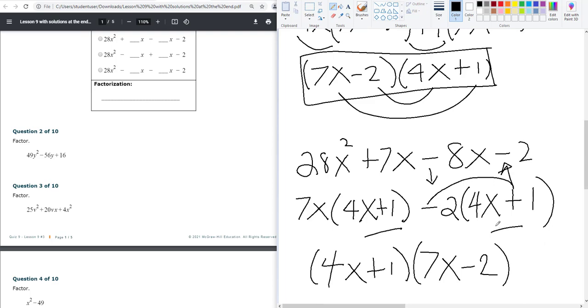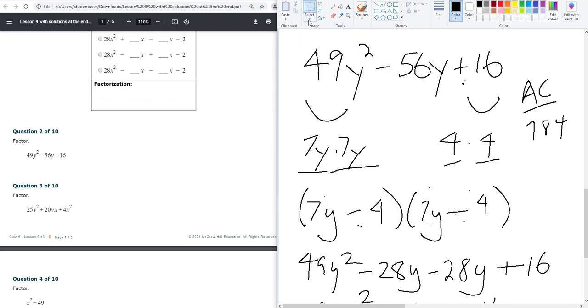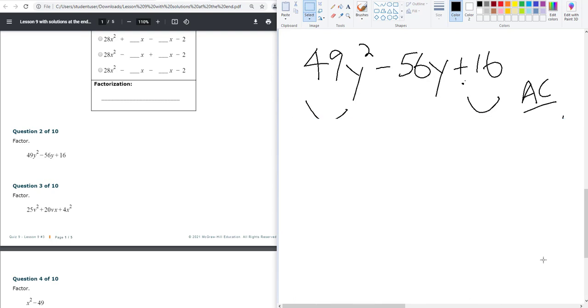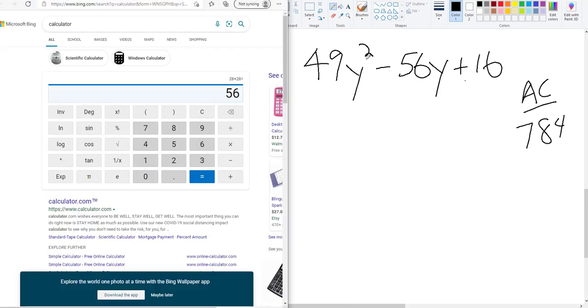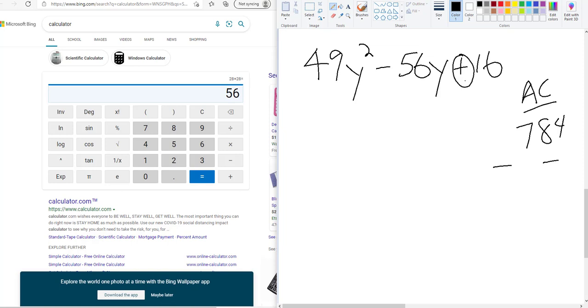All right, I'm going to do it by the AC method too because you need practice with the AC method, even when the numbers are big. So let's do it by the AC method. So we already know it's 784, right? And I'm going to need my calculator for this, and you can use your calculator as well. This is a minus and this is a plus, so I'm going to need two negatives because a negative plus a negative is a negative, but a negative times a negative is a positive. So I know that negative 1 times negative 784 is 784.